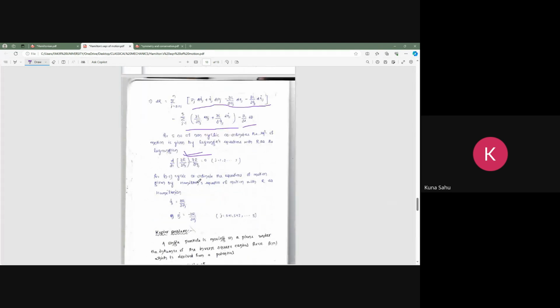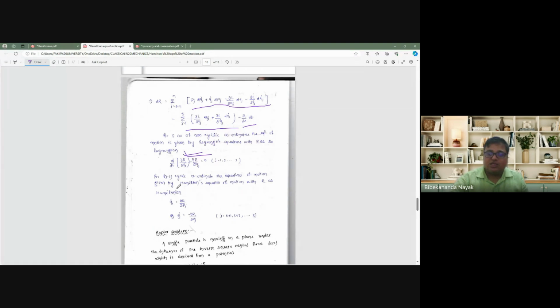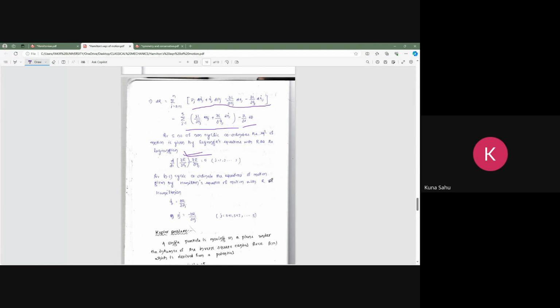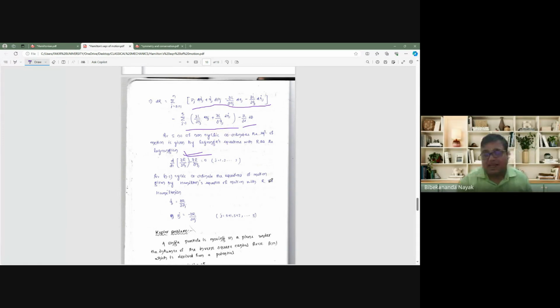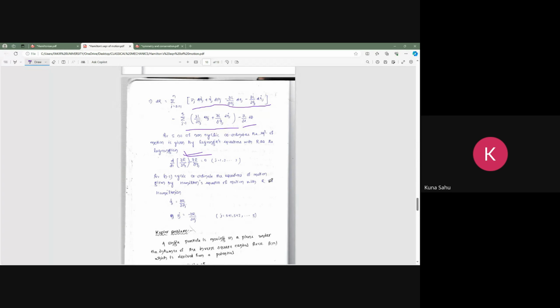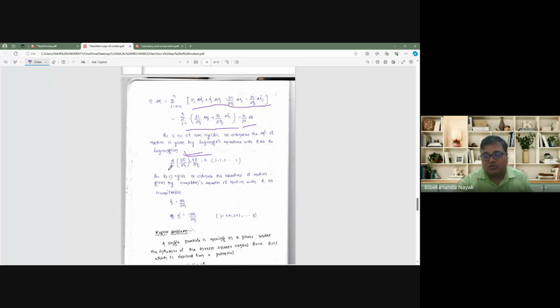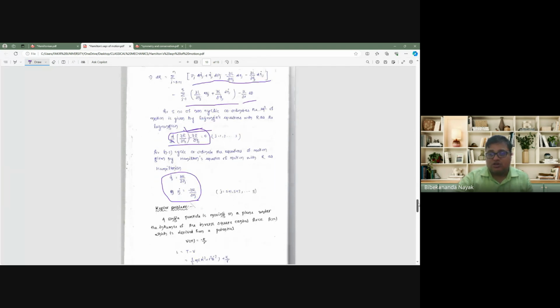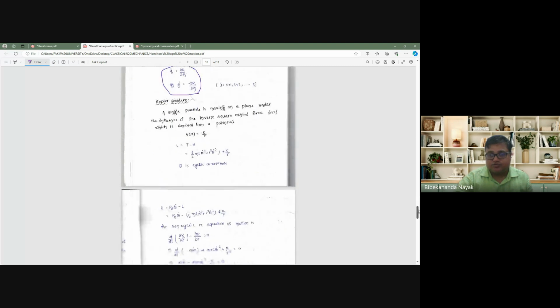For the n minus a cyclic coordinates, the equation of motion is given by Hamilton's equations with R as the Hamiltonian. This Routhian will be treated as the Lagrangian for the non-cyclic coordinates, and we use Lagrange's equation of motion for solving them. And for the cyclic coordinate, we take R as the Hamiltonian and use Hamilton's equations of motion for getting the solutions. Okay.